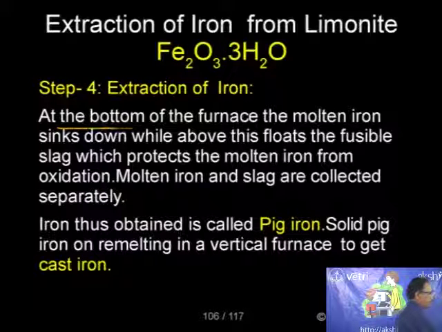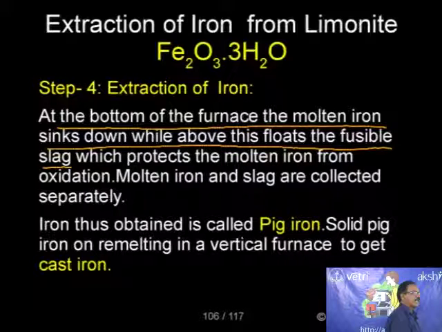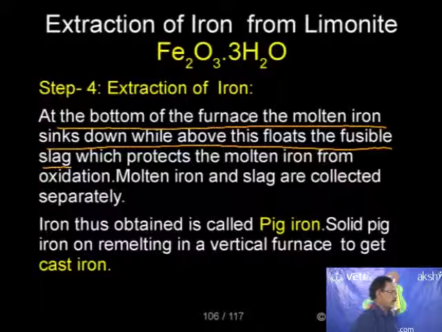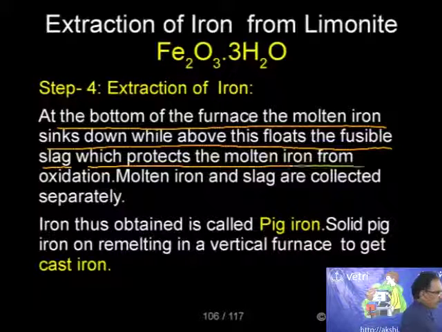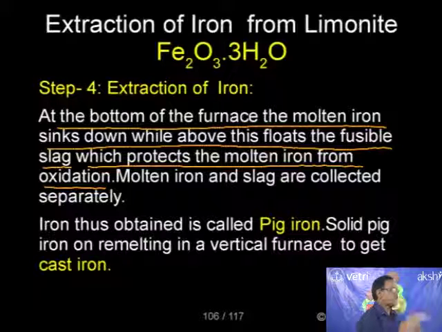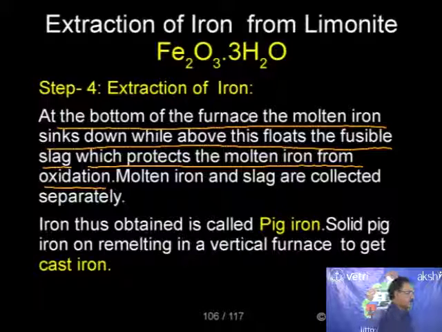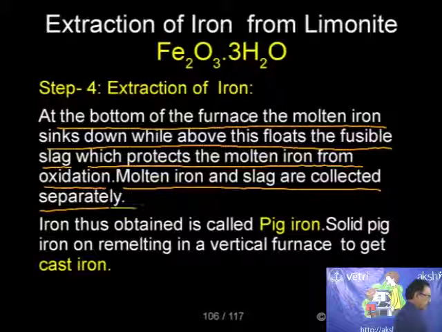Finally, at the bottom of the furnace, when we are heating with carbon monoxide, the molten iron sinks down, while above it floats the fusible slag. Slag is floating on the iron. This slag protects the molten iron from oxidation, so that further oxidation of the iron should not take place. The molten iron and slag are collected separately, through outlets provided at the bottom of the furnace: slag on the one side and the molten iron on the other side. The iron thus obtained is called pig iron.